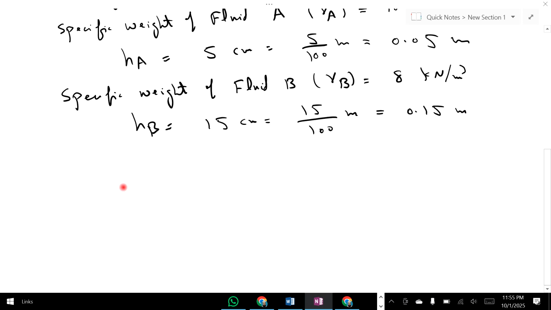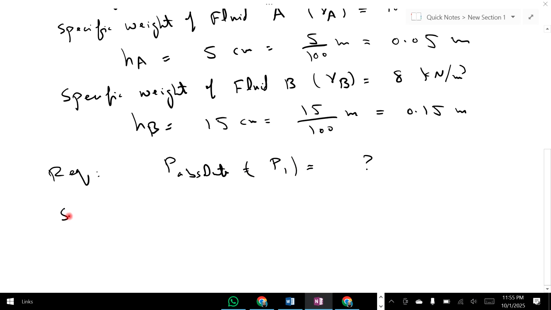Now required is P absolute, and P absolute is equal to P1 in this statement. This is required. Find P absolute, P1. The name of P absolute in this statement is P1.